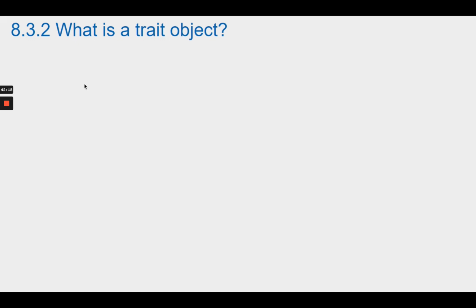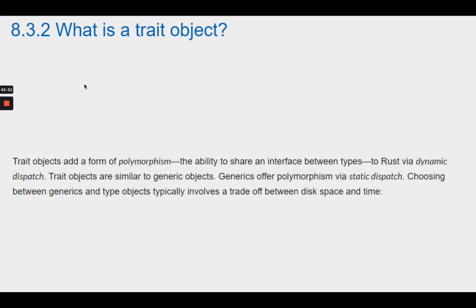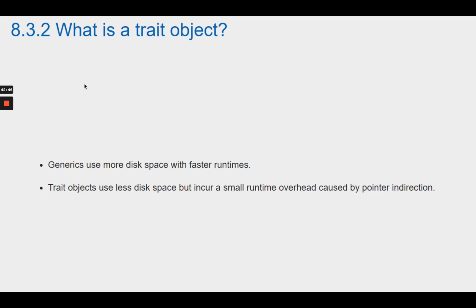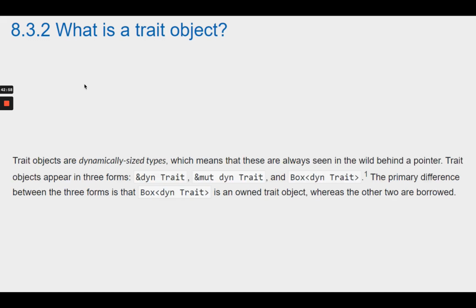Section 8.3.2. What is a trait object? Trait objects add a form of polymorphism, the ability to share an interface between types, to Rust via dynamic dispatch. Trait objects are similar to generic objects. Generics offer polymorphism via static dispatch. Choosing between generics and trait objects typically involves a trade-off between disk space and time. Generics use more disk space with faster runtimes. Trait objects use less disk space but incur a small runtime overhead caused by pointer indirection.